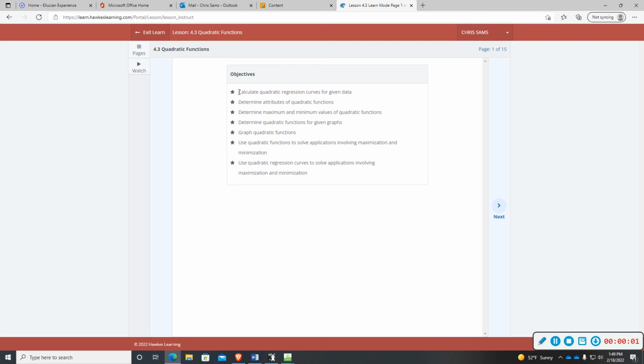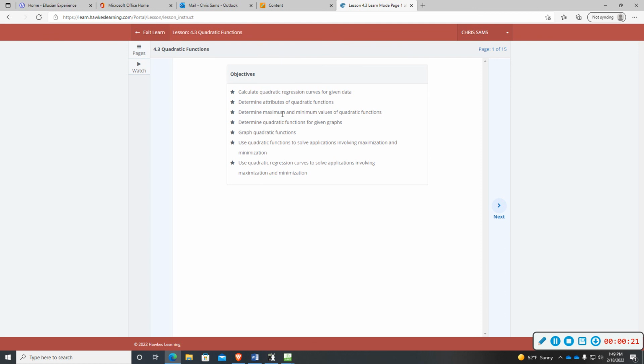All right, today we're going to be looking at section 4.3, quadratic functions. These are the objectives that we see here from the Learn section in Hawkes. We want to calculate quadratic regression. We're going to determine attributes of quadratic functions.